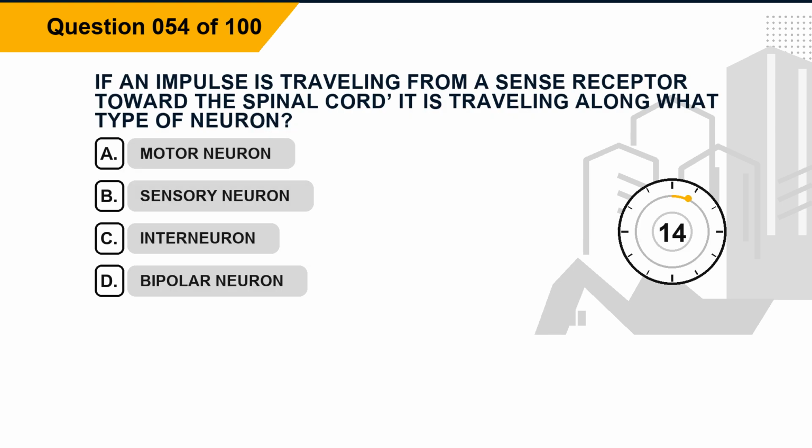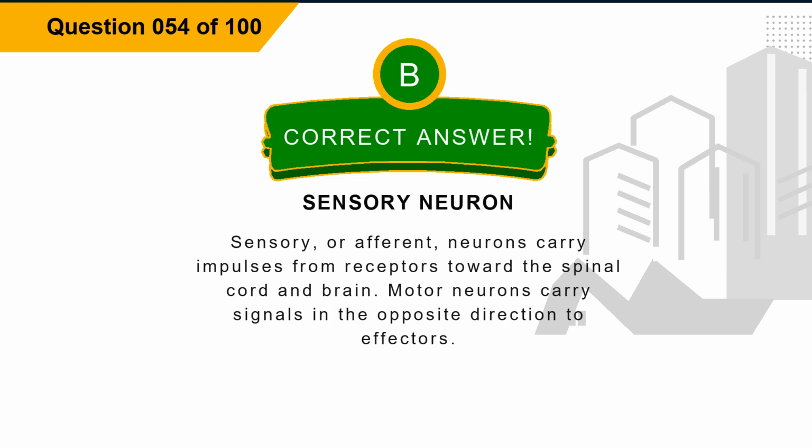Question 54. If an impulse is traveling from a sense receptor toward the spinal cord, it is traveling along what type of neuron? Option A, motor neuron. Option B, sensory neuron. Option C, interneuron. Option D, bipolar neuron. The correct answer is option B, sensory neuron. Explanation: sensory, or afferent, neurons carry impulses from receptors toward the spinal cord and brain. Motor neurons carry signals in the opposite direction to effectors.